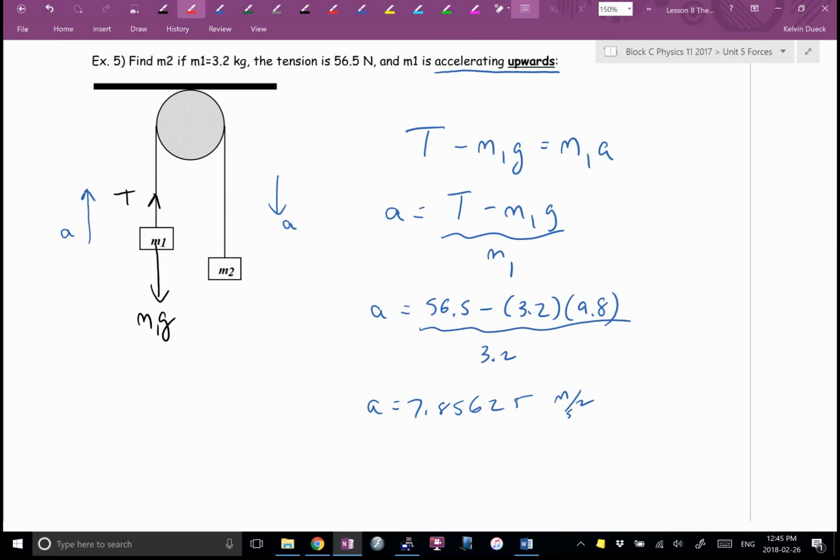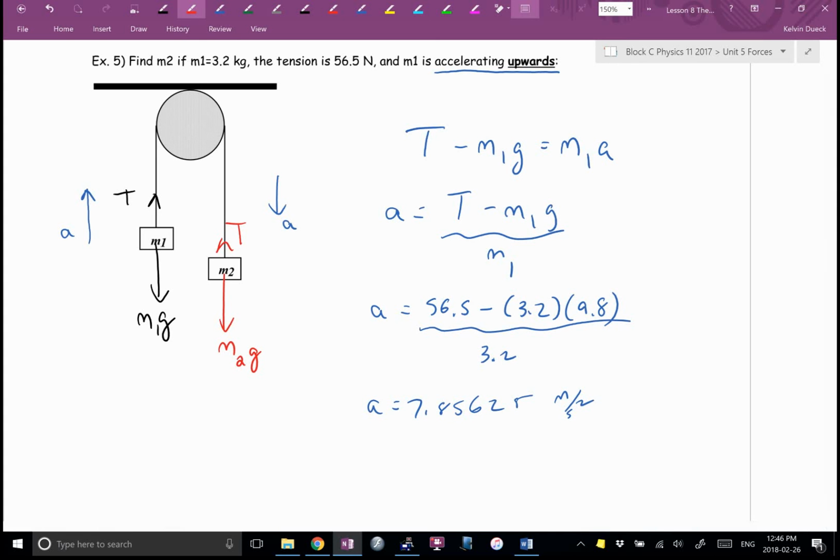Let's do a free body diagram for mass 2. What are the forces acting on mass 2? Get the obvious one. M2G. What else? Is there a normal force? Is it sitting on a surface? Okay.